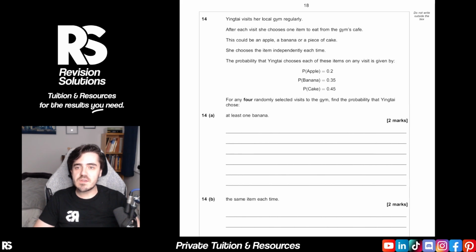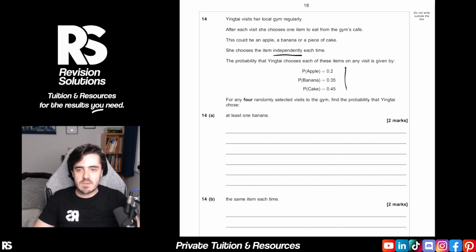Question 14 says, Ying Tai visits her local gym regularly. After each visit, she chooses 1 item to eat from the gym's cafe. This could be an apple, a banana, or a piece of cake. She chooses the item independently each time, so that's an important piece of information. The probability that Ying Tai chooses each of these items on any visit is given by the data here. For any 4 randomly selected visits to the gym, find the probability that Ying Tai chooses at least 1 banana.